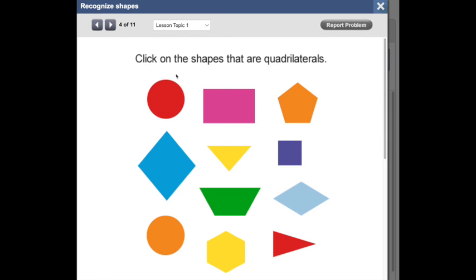So let's practice. Ready? No. Yes. No. Yes. No. Yes. Yes. Yes. Faster. No, no, no. Good. Okay. I think that's enough for shapes.